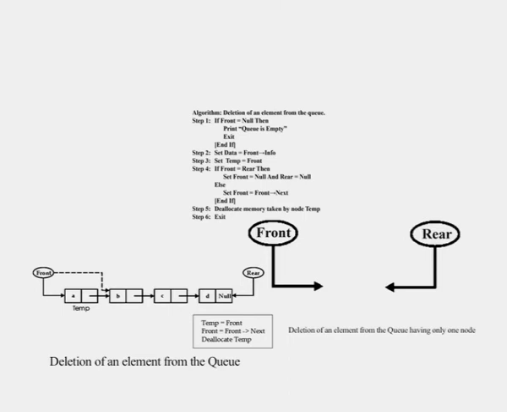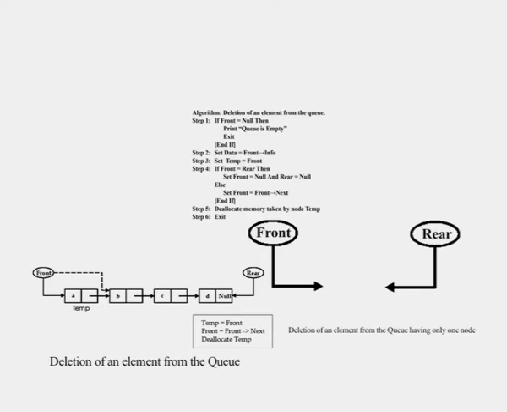In the second step, the element in the first node is stored in a variable data for its future usability. Here, the element of the first node is A, which is stored in variable data. In step 3, the address of the first node is stored in a variable temp. This is because at the end, the memory held by this node will be deallocated.